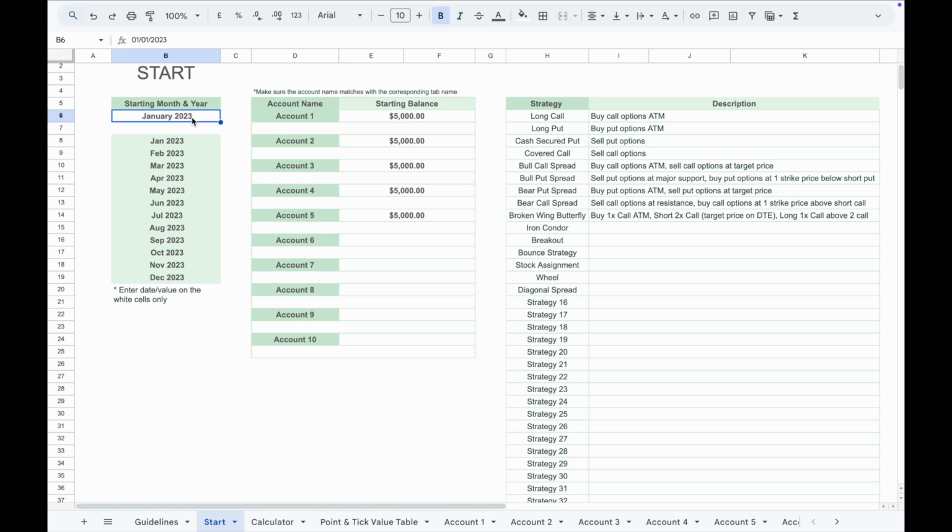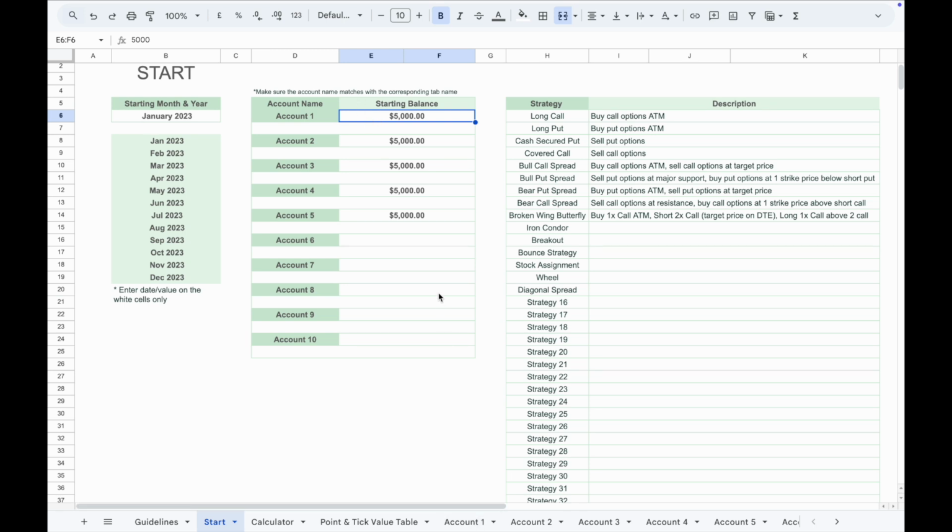Before entering any trading data, navigate to the Start tab to set your starting month and year. You can input any month and year. Next, on the right, input the starting capital for each account. Each account is linked to its respective tab. For example, account 1 is linked to account 1 tab.